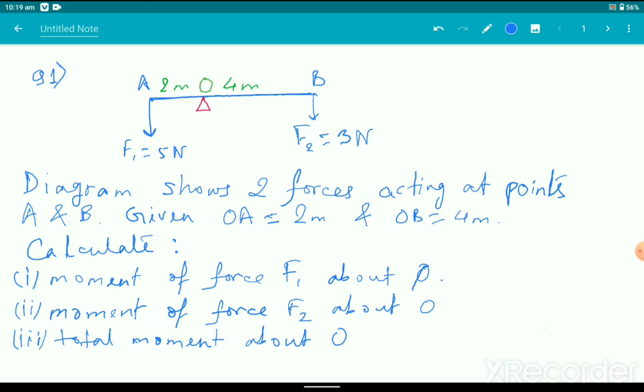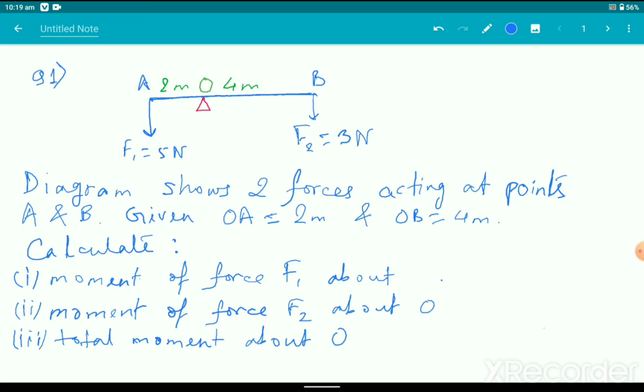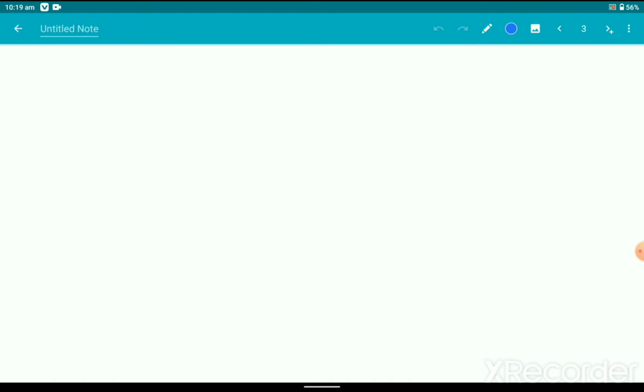Now the question has been asked, first part: you have to calculate the moment of force F1 about the point O. So how can we calculate the moment of force? I think you all know the formula of the moment of force, isn't it? You know that moment of force is equal to the force applied into the perpendicular distance of the point of application of force from the pivoted point. Fine, so let us begin. For this, let us go to another page and we will be solving the problem here.